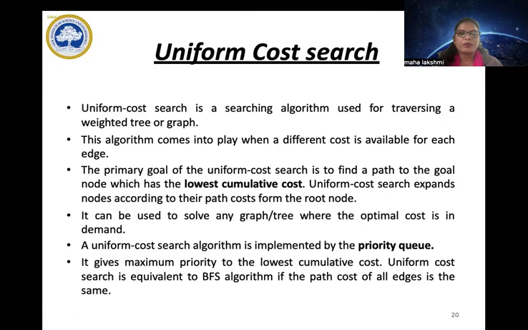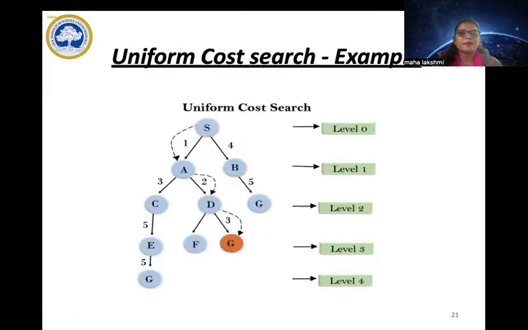The primary goal of the uniform cost search is to find a path to the goal node which has the lowest cumulative cost. Uniform cost search expands nodes according to their path cost from the root node. It can be used to solve any graph or tree where the optimal cost is in demand. A uniform cost search algorithm is implemented by the priority queue. It gives maximum priority to the lowest cumulative cost.